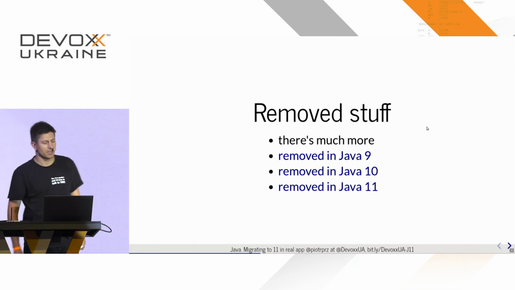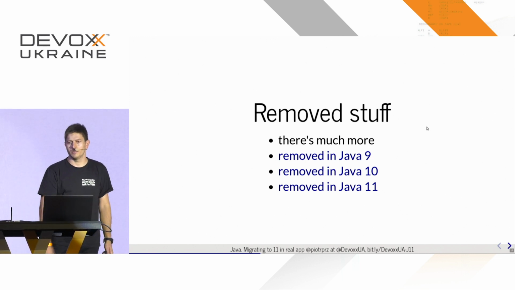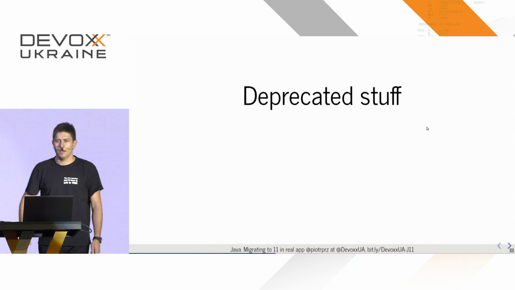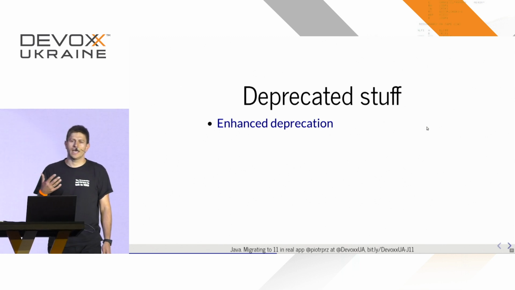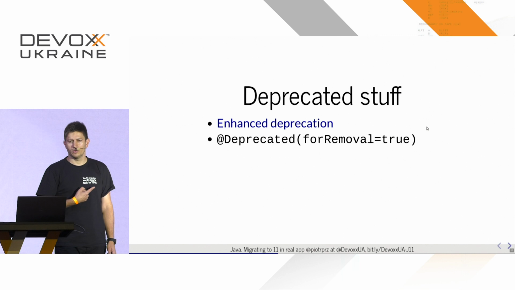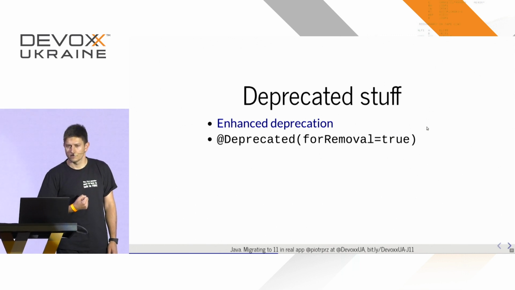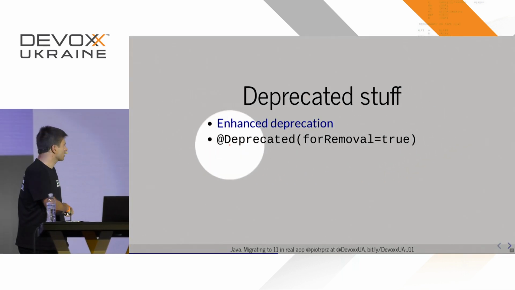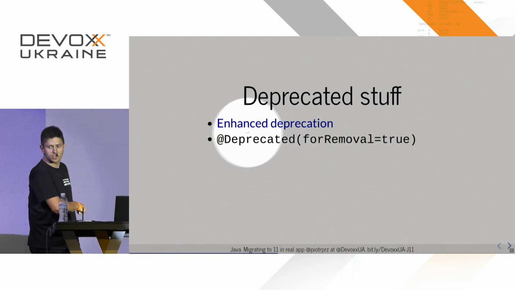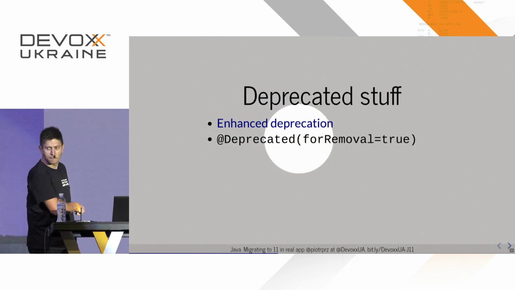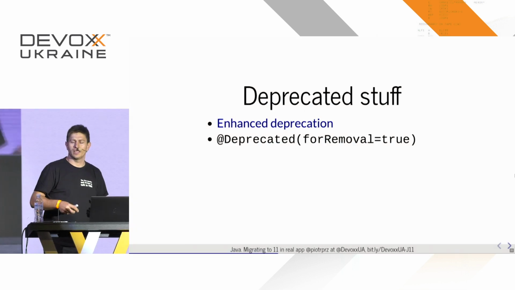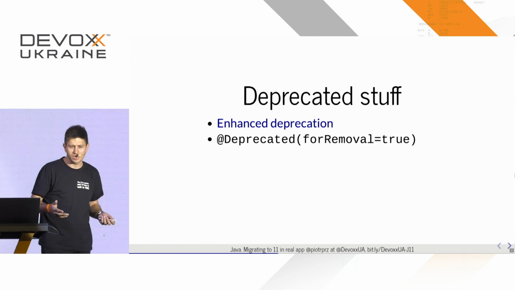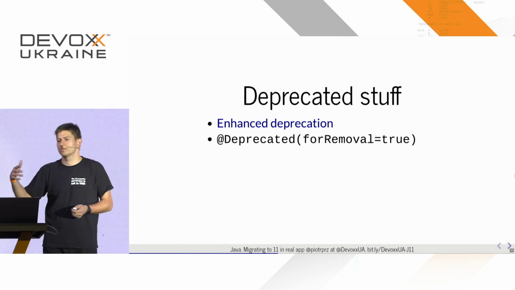There's of course much more removed stuff. You should read the lists. Here they are, I mean the links of the removed stuff for various versions of Java. And let's talk about the deprecated stuff, because now we have a concept called enhanced deprecation. Do you know this annotation? Who knows it? Do you really know it? Or maybe you confuse it with another annotation starting with lowercase d. Because so far we had this lowercase d deprecated, and I used to call it the Heisen annotation, because we weren't sure if this stuff is just bad to use, like we shouldn't use it, or maybe it's the stuff that's going to be removed somewhere in the future.